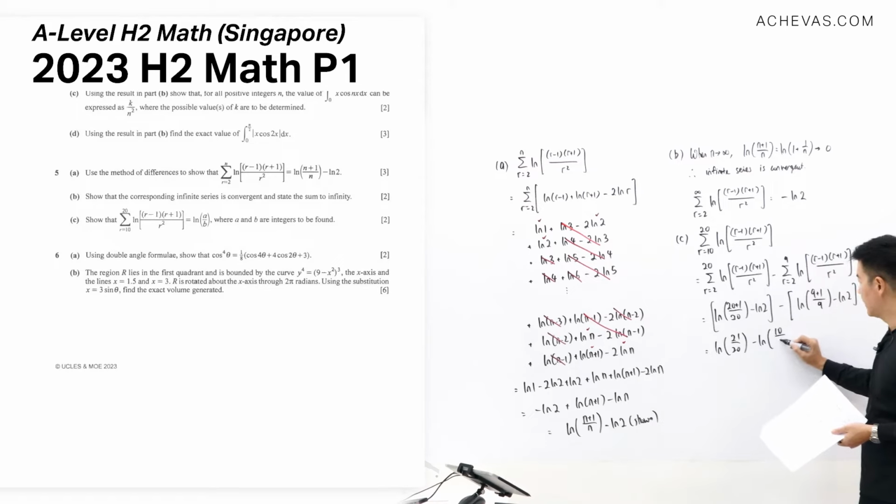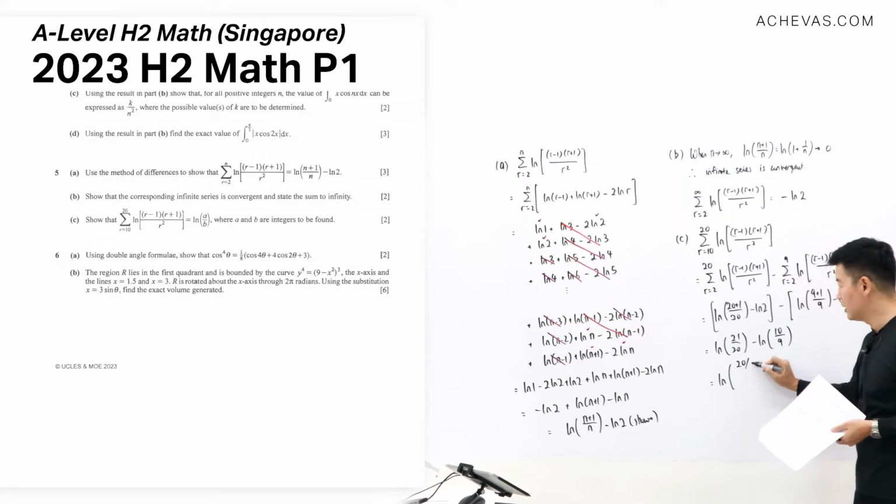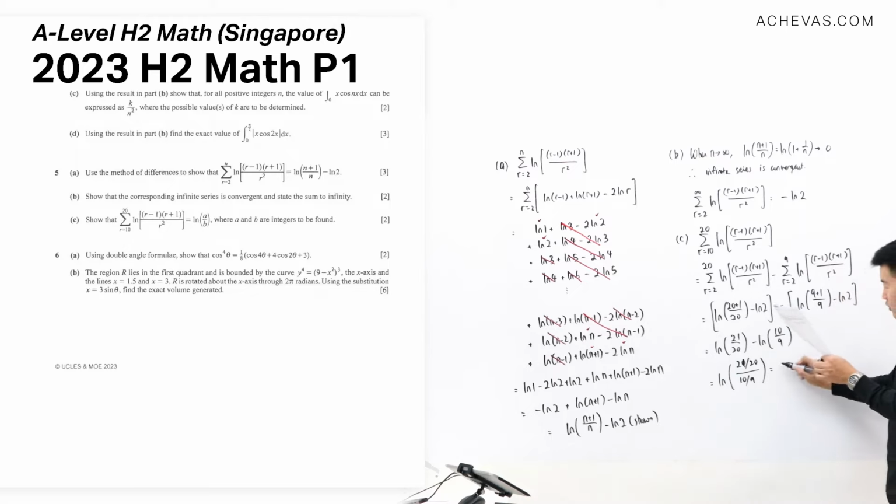And here is going to be 10 over 9. So this is going to be a ln of 21 over 20 over 10 over 9. My answer here is going to be a ln of 189 over 200.